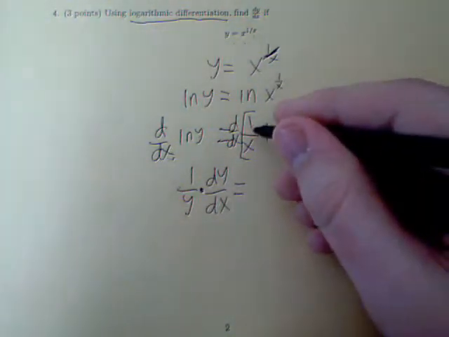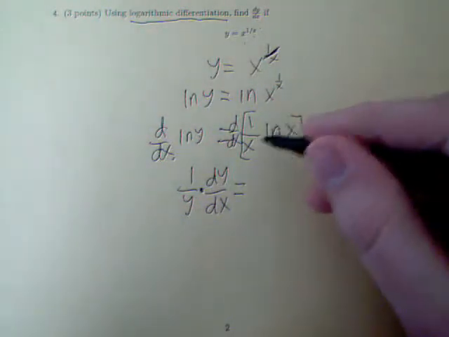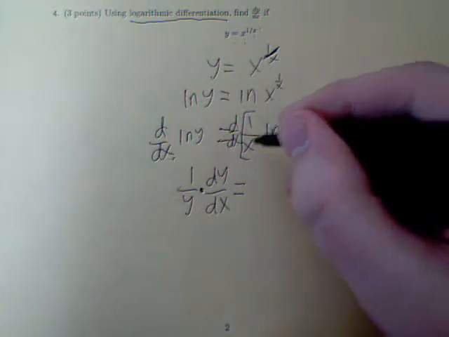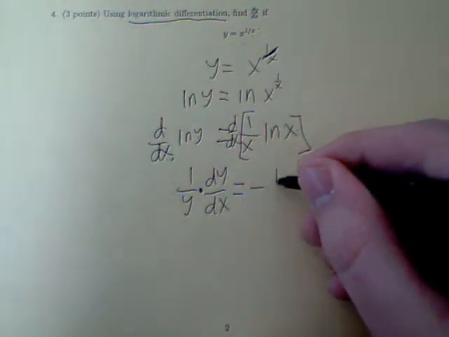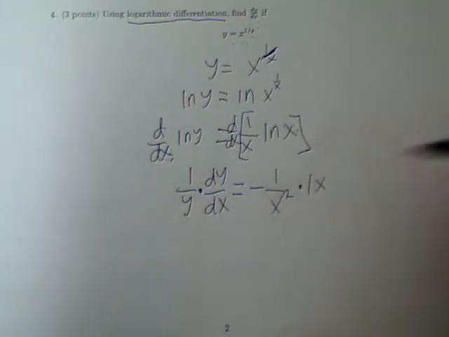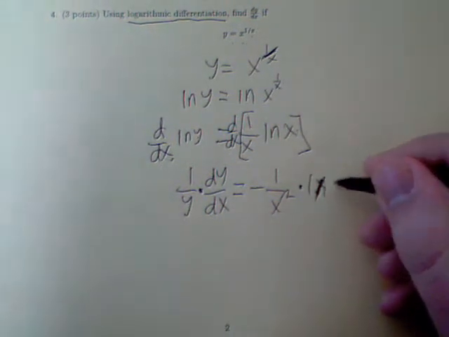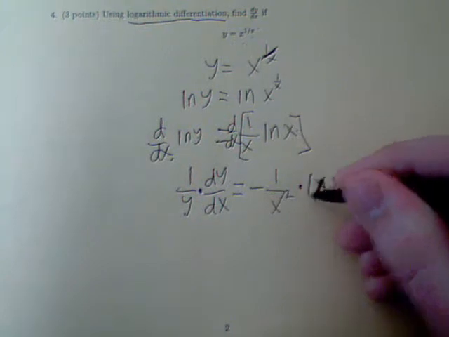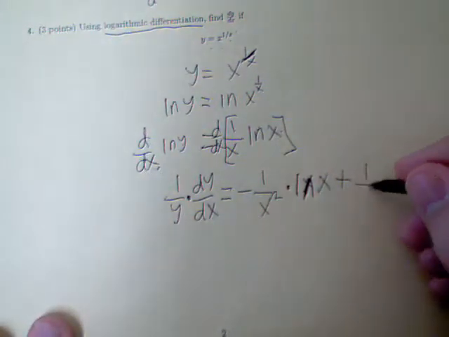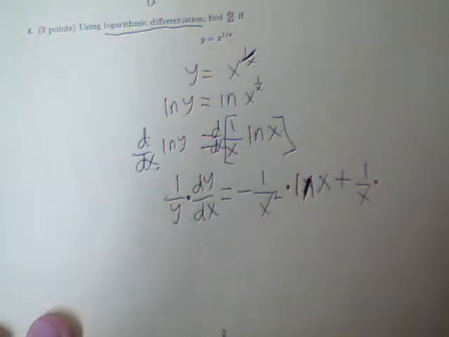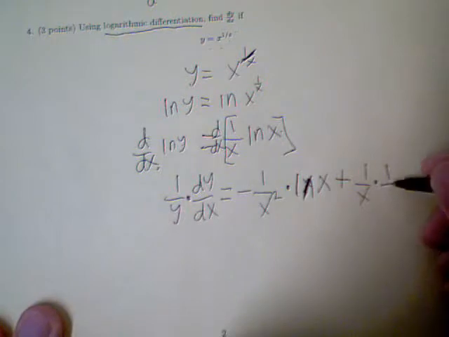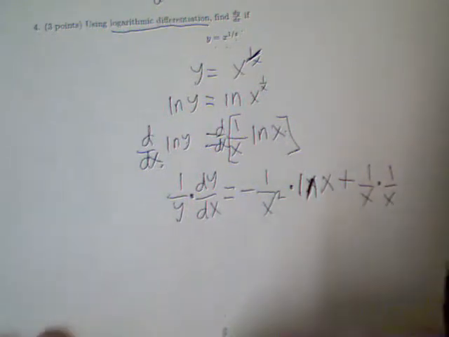Okay. Over here, well, I've got two functions multiplied, 1 over x and natural log of x. So the derivative of 1 over x is going to be negative 1 over x squared. Derivative of the first times the second. Oops. It's natural log of x. Plus the first, 1 over x, times the derivative of the second. The derivative of natural log of x is just 1 over x.